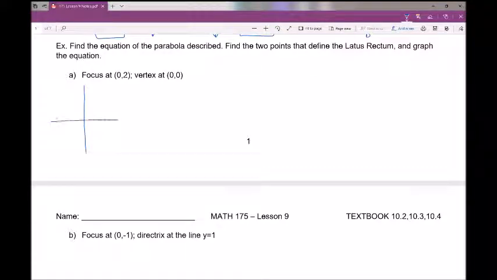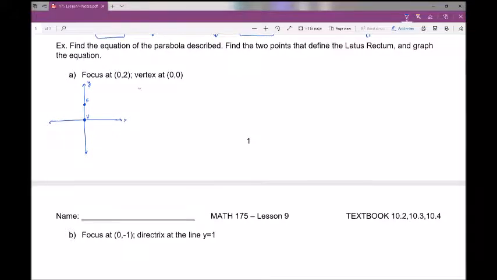Okay, so let's go ahead and draw a coordinate plane. All right, and so we have our x-axis, y-axis. So we know the vertex is at 0, 0, so that's V. And we know the focus is at 0, 2. So we know that we have some focus up here, and that's at 0, 2. Okay, so right away, we know that this parabola opens upward.